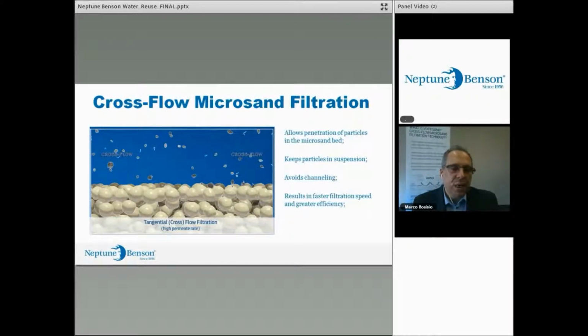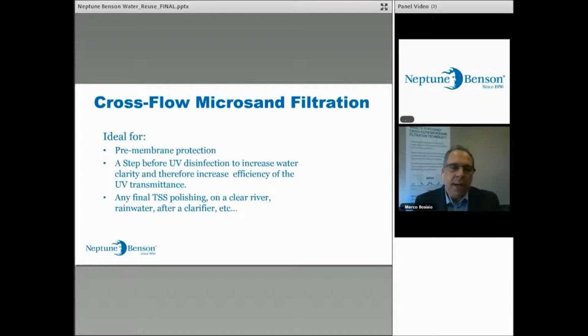So the idea again is to keep the particles in suspension, avoid channeling, and allow penetration of particles within the microsand bed, which is, by the way, only 8 inches. So the system is very shallow. Again, it is ideal for pre-membrane protection simply because it can go down to 1 micron and less, which are often the small particles that create this fouling.